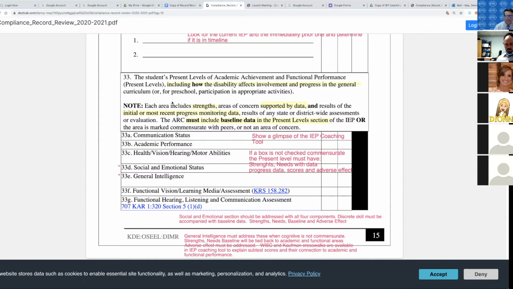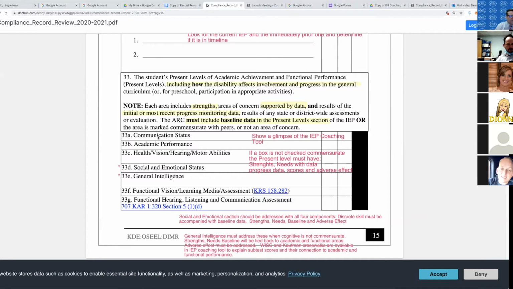Now, each area, it says note, and this is so important. Each area includes strengths. I get reviews back from the state. 33E has no strength. 33E is general intelligence. If they've got 33 broken down by letter: A, B, C, D, E, F, and G.